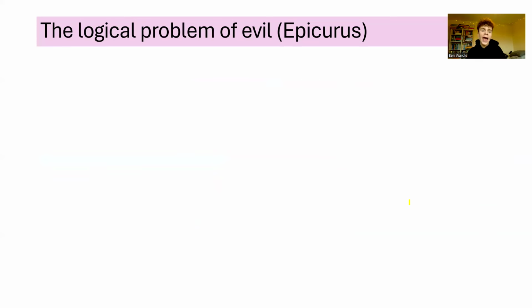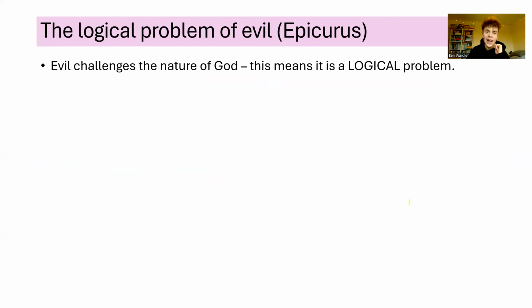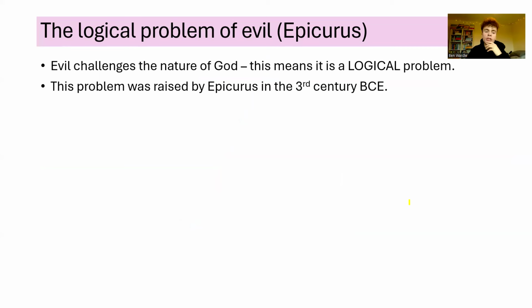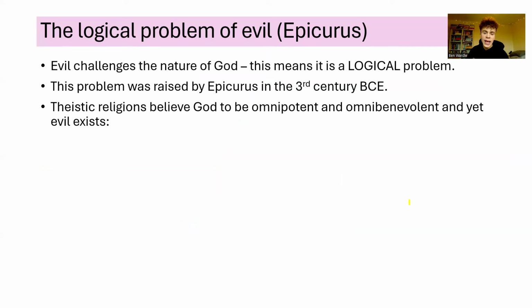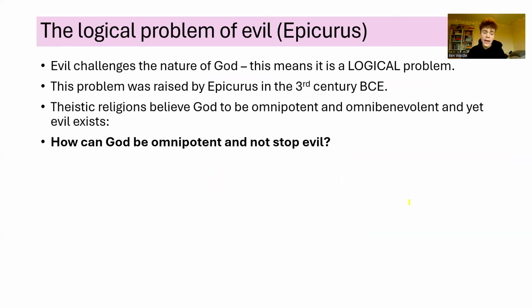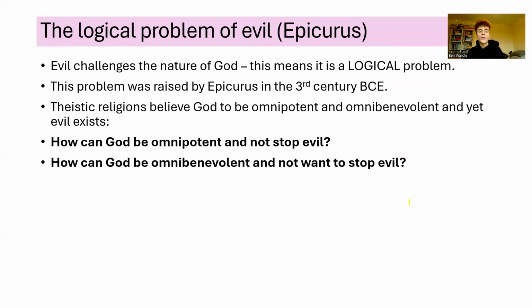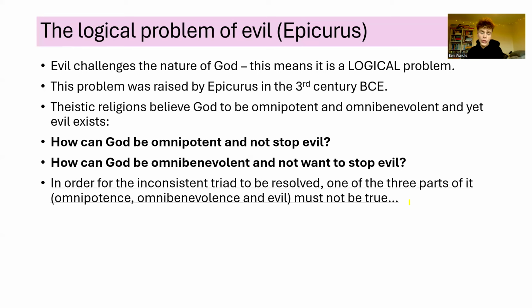Let's have a look now at some bullet points that break this down for us. Evil challenges the nature of God. This means it is a logical problem. And as I mentioned, this problem was raised by Epicurus in the 3rd century BCE, so over 2,000 years ago. Theistic religions believe God to be omnipotent and omnibenevolent, and yet, as we know, evil does exist. And the key question here is, how can God be omnipotent and not stop evil? How can God be omnibenevolent and not want to stop evil?